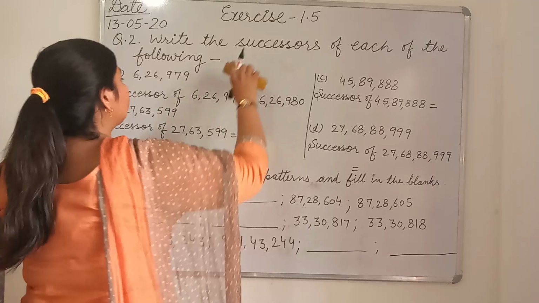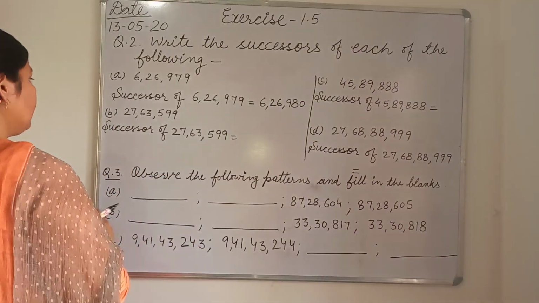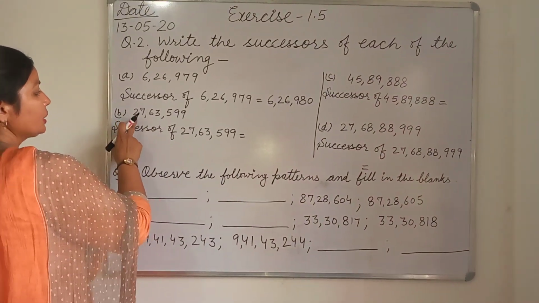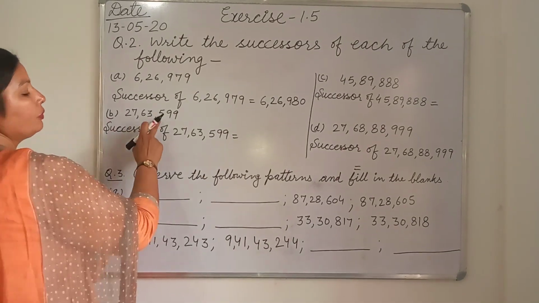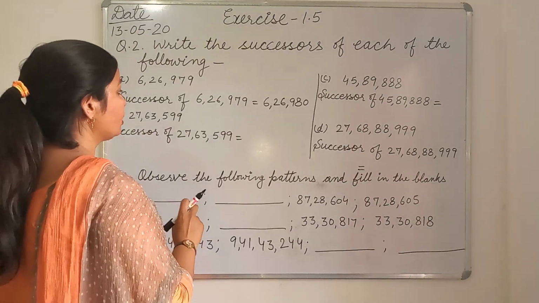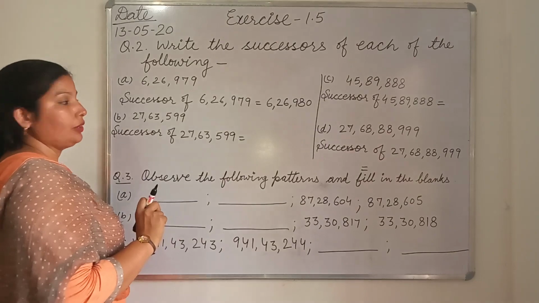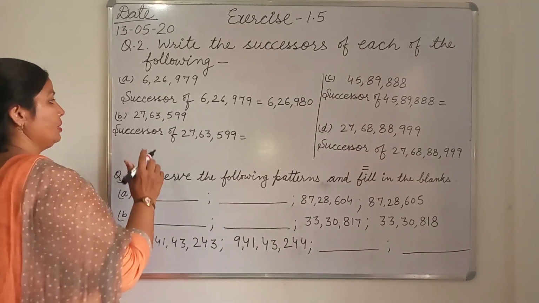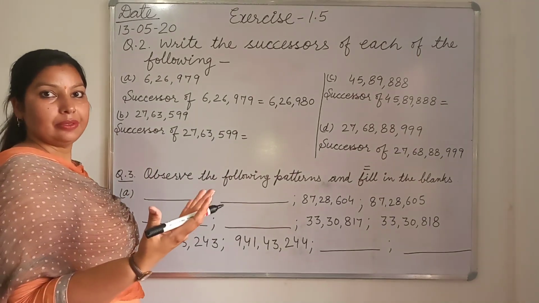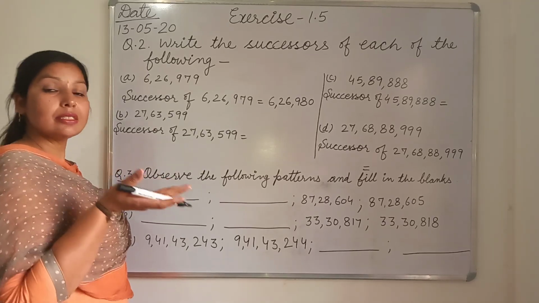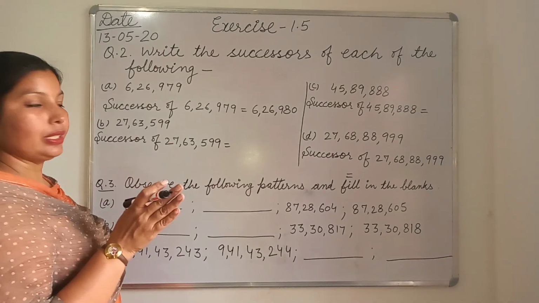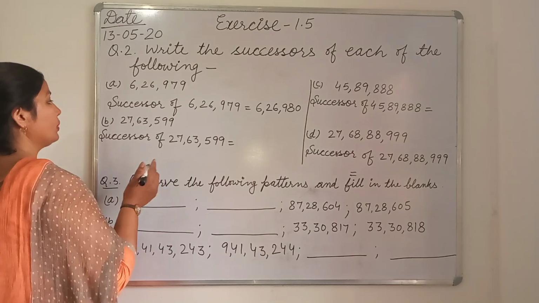Now next is B part. In B part you have 26,63,599. Here also again you will do plus 1 for finding the successor. Successor means plus 1. And for predecessor what do we do? Minus 1. So here we will do plus 1.